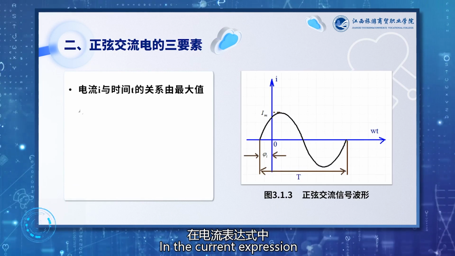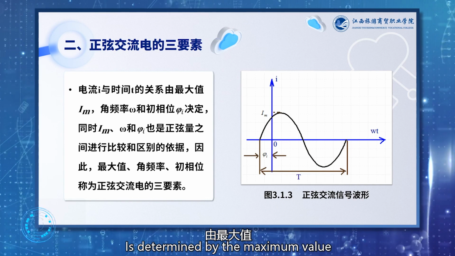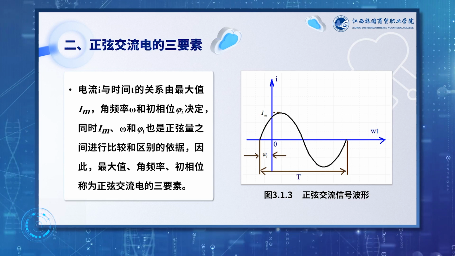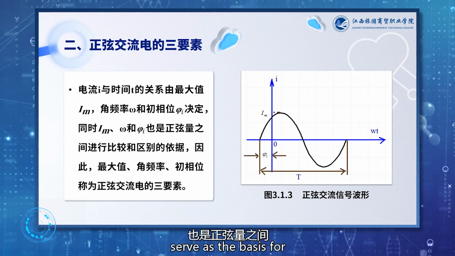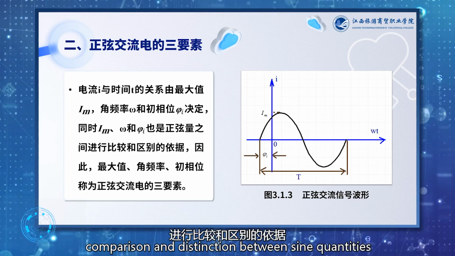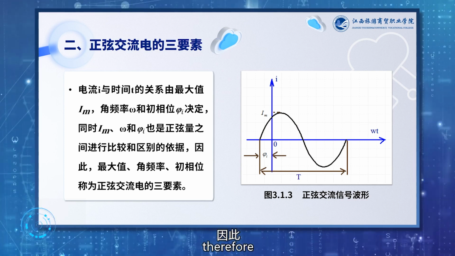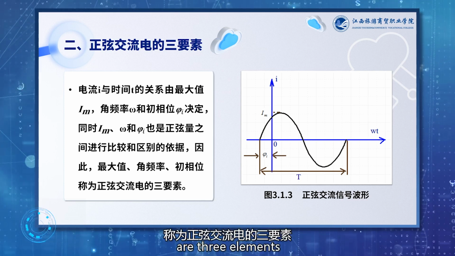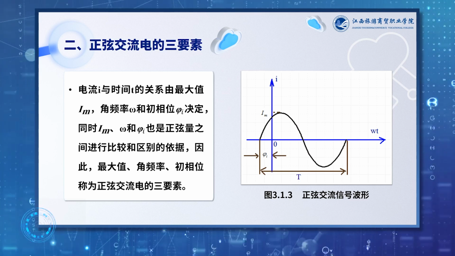In the current expression, the relationship between current and time is determined by the maximum value, angular frequency, and initial phase. At the same time, these three quantities serve as the basis for comparison and distinction between sine quantities. Therefore, maximum value, angular frequency, and initial phase are the three elements of sinusoidal alternating current.